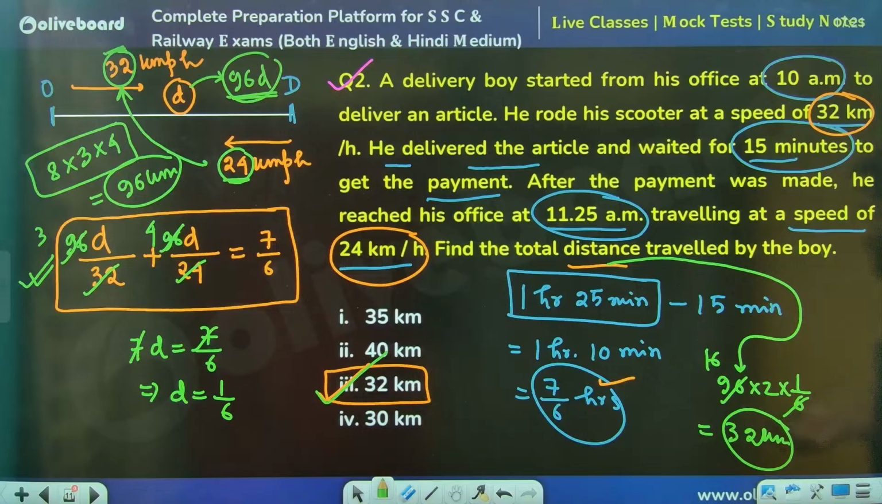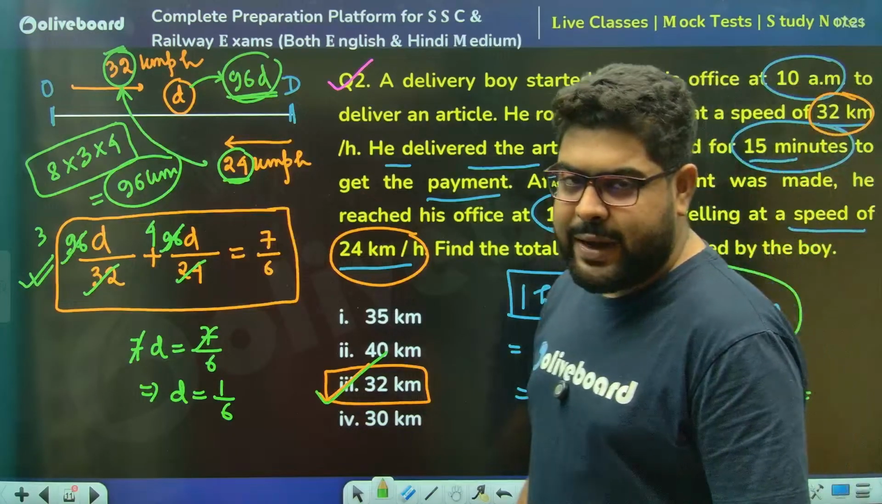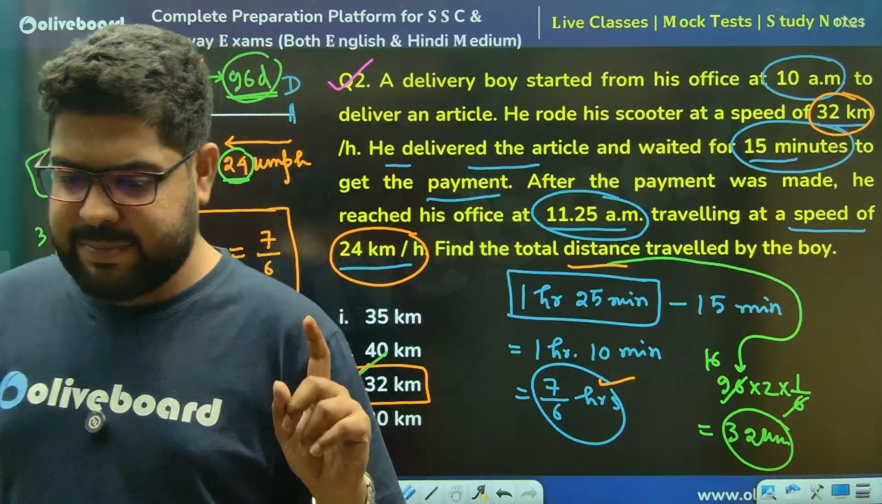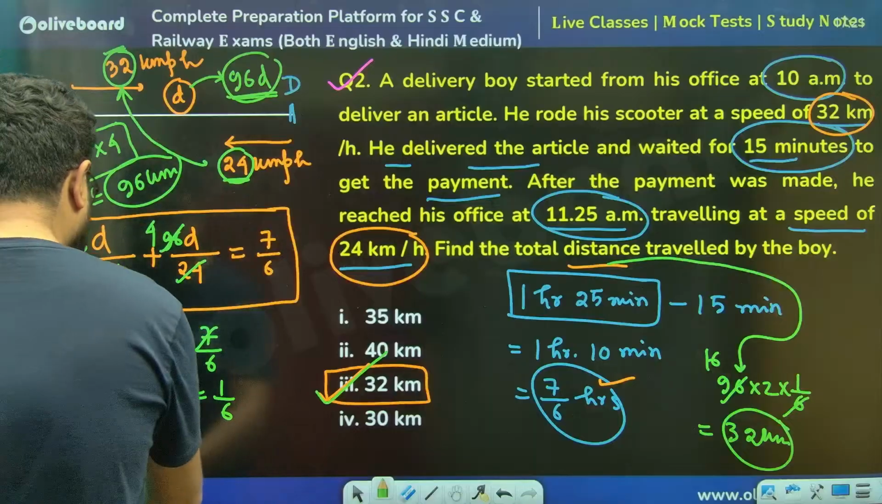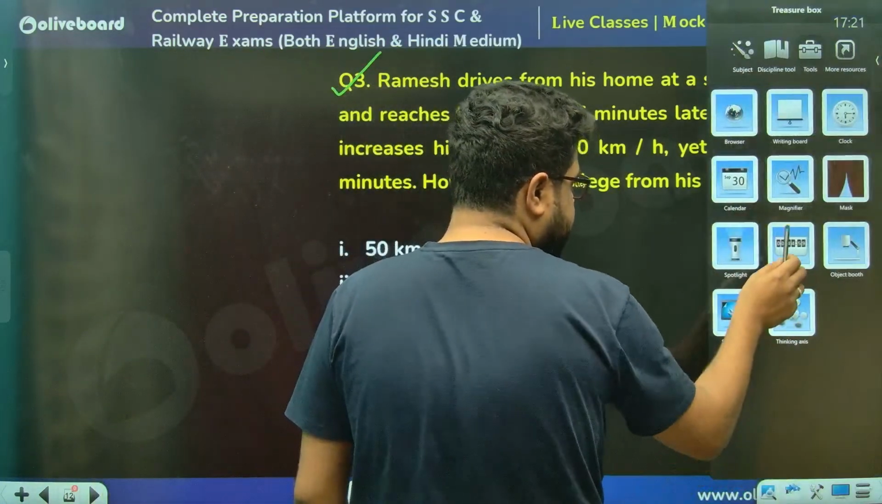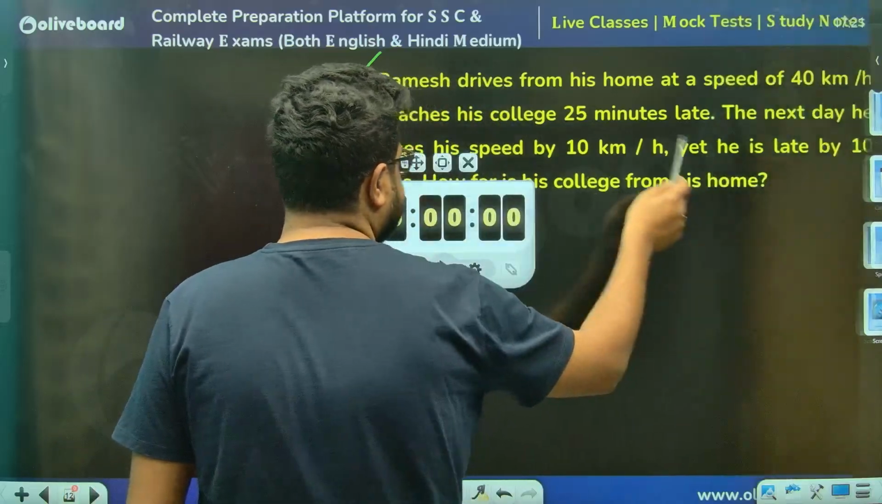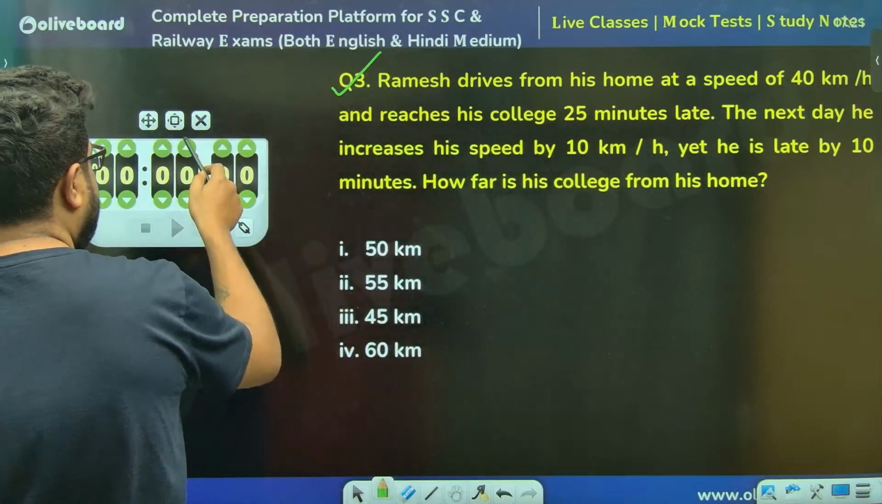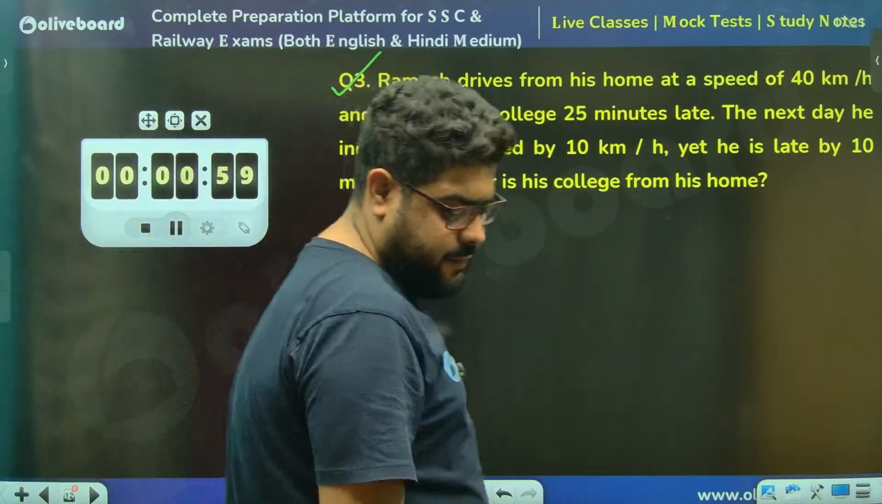Perfect, everyone. I hope it is absolutely clear, everyone. Very, very simple. Chalo, let's move on. Next question. Again, a minute's time. Make it quickly, sir, everyone.